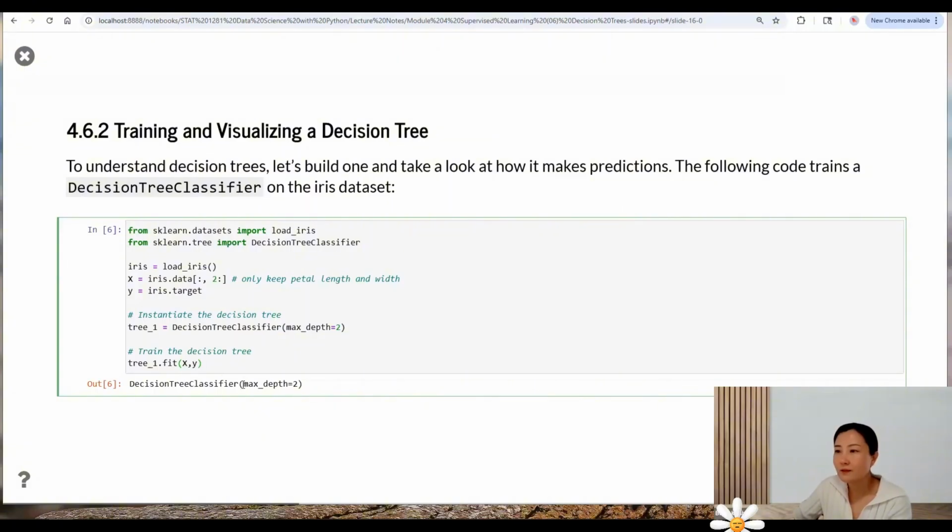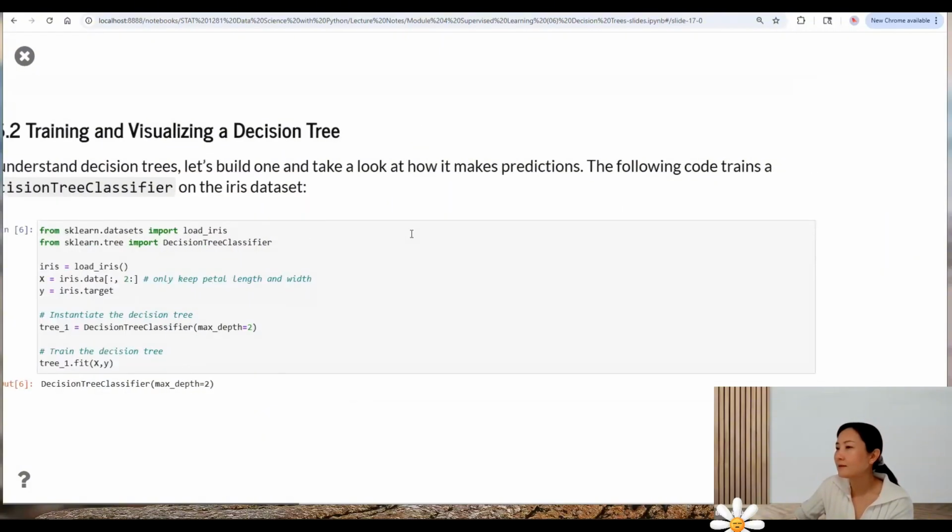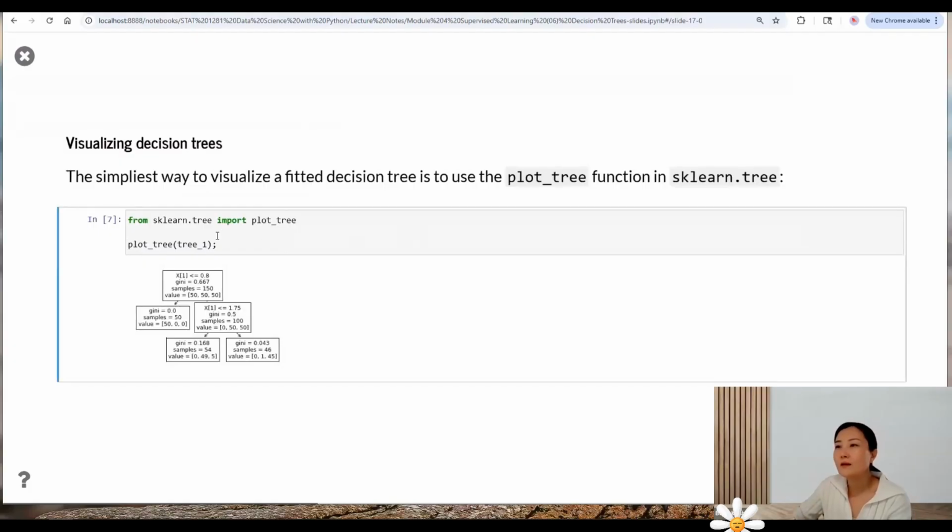After the fitting process, it will print the class only. And we can plot the tree using this plot_tree function. It's very simple. So this is how the tree looks like. There is some information in each node, including the root node.